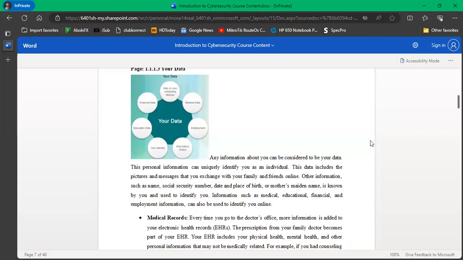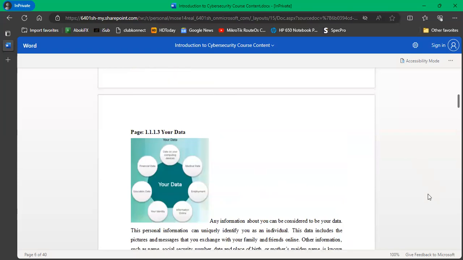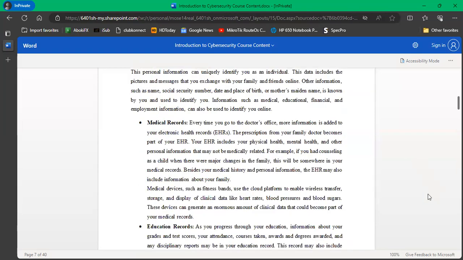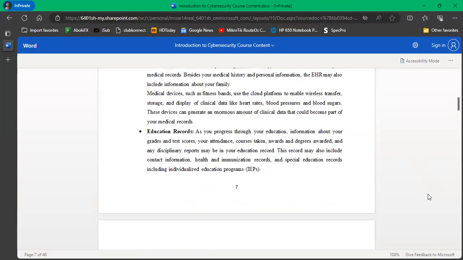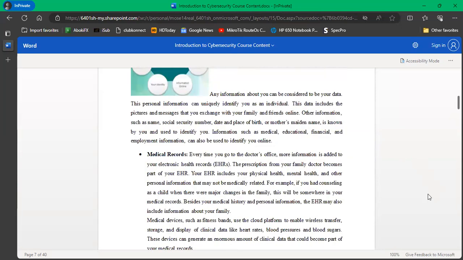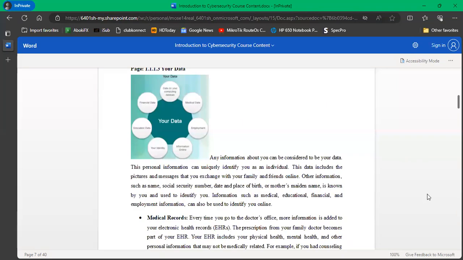So information such as medical, educational, financial, and employment information can also be used to identify us online. So in this point, we have medical record, educational record, employment, and financial record. Most of this reading will be done by you guys. I'll just explain some few things that I can.